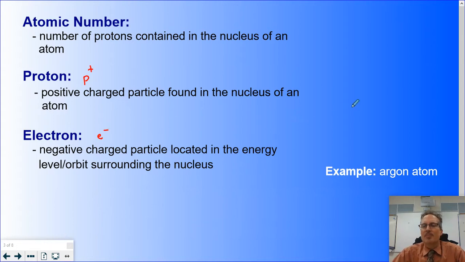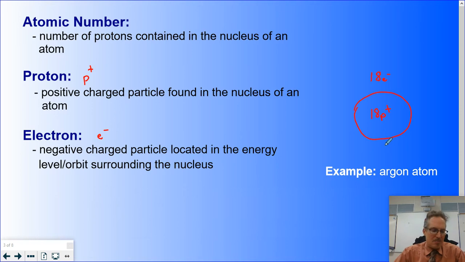So let's take a look at our periodic table and find argon. You will notice that argon is element number 18 on your periodic table. So I have drawn a nucleus. Inside the nucleus for argon, since argon is element number 18, that means it has 18 protons. That also means it's going to have 18 electrons surrounding it. So there are going to be 18 electrons floating around out here in these shells.